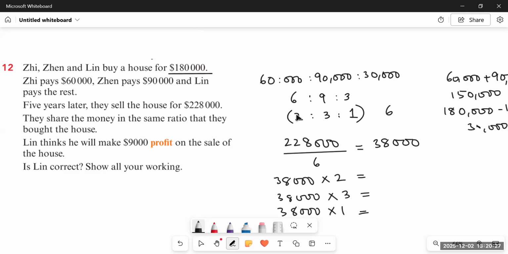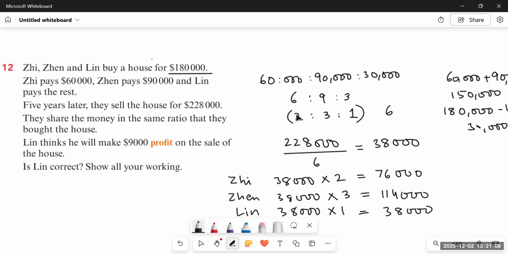So out of $228,000, Z will get $76,000, right? And Zen will get $114,000, the highest amount, and Lin will definitely get 38,000 only. Okay, when you add all three amounts, you will get a total of 228,000, right? So it means Z will get 76,000, Zen will get 114,000, and Lin will get 38,000.